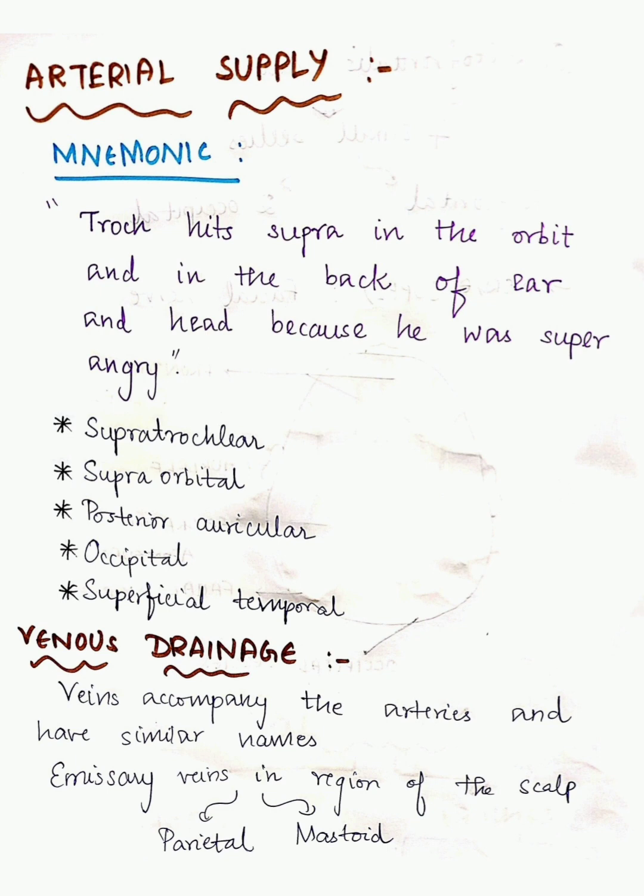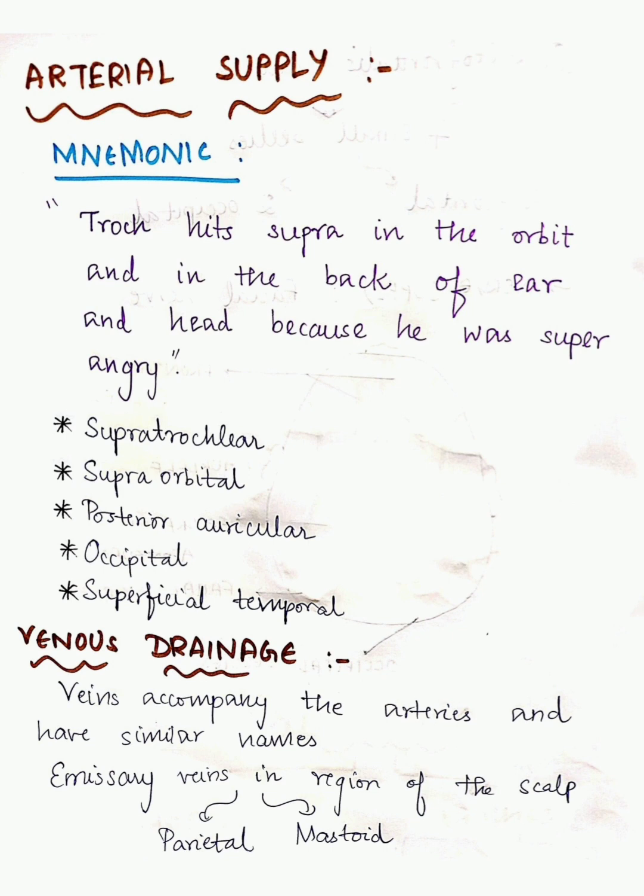Now we will see the arterial supply of the scalp. So to remember the arterial supply, we have a mnemonic here. Troch hits supra in the orbit and in the back of ear and head because he was super angry. So the arteries are supratrochlear and supraorbital. It comes from the first line. Then for posterior auricular, so what is the meaning of back? Posterior. Ear means auricle. So posterior auricular. Then head. So for head, you will remember occipital. Then he was super angry. So for that you remember superficial temporal. For angry, remember temper, so superficial temporal.